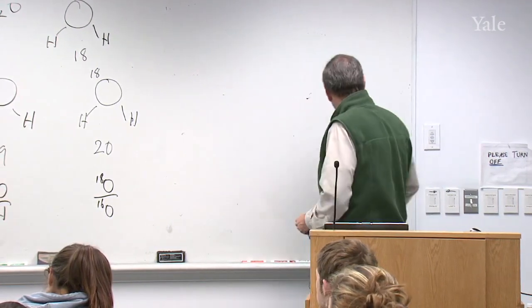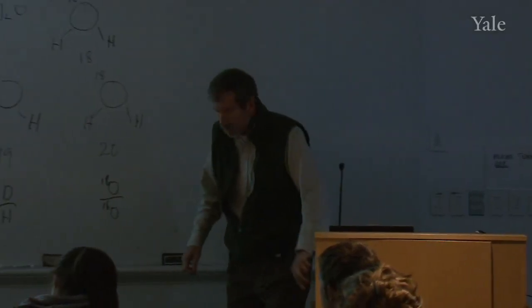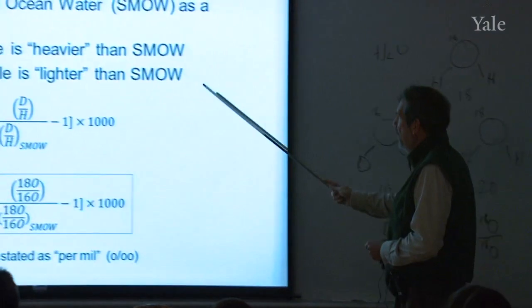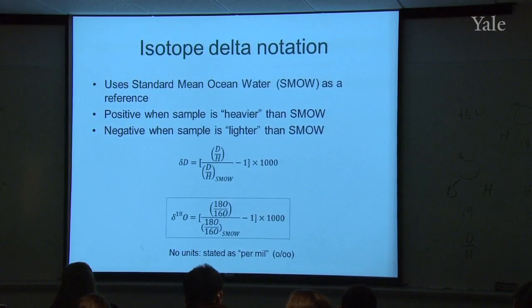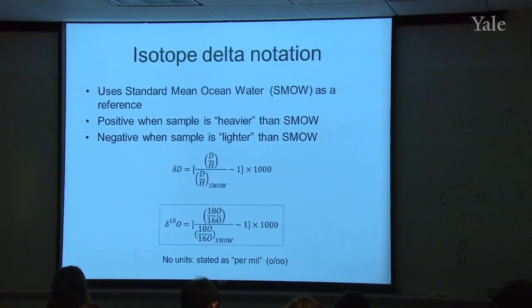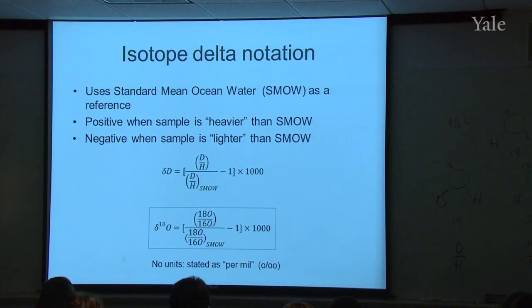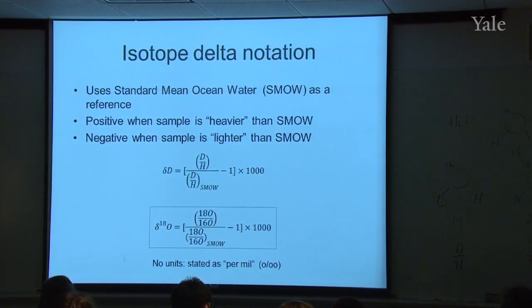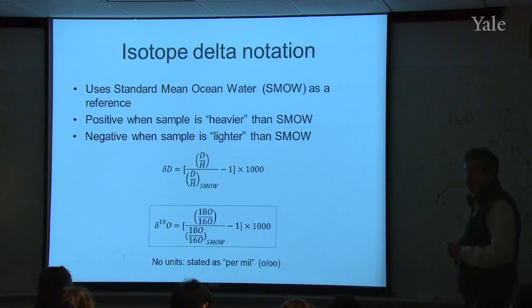Now, the way we keep track of these ratios is with the so-called delta notation. We have to define a reference ratio of D to H, and that's standard mean ocean water. It's basically a sample of ocean, of several places around the ocean. They collect them, mix them all together, and store large volumes of it in laboratories and use that as a reference every time they're doing an isotope ratio measurement. The abbreviation for that is SMOW, standard mean ocean water.